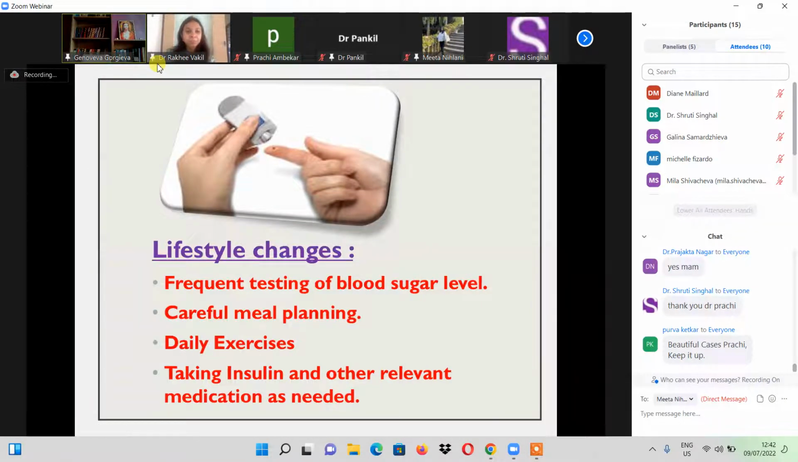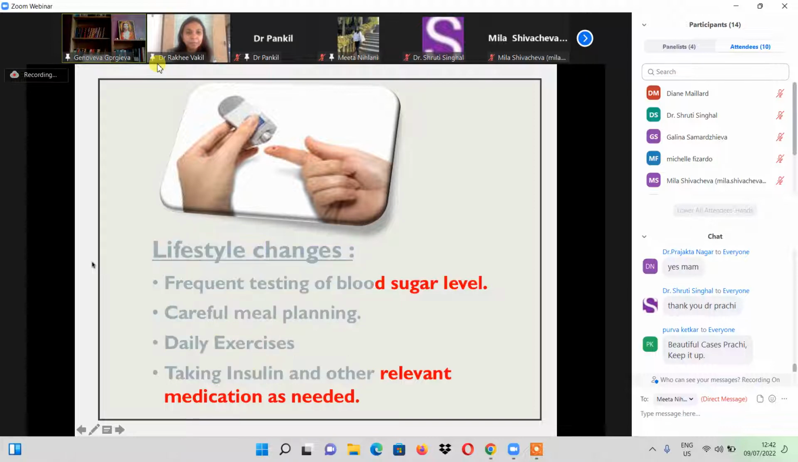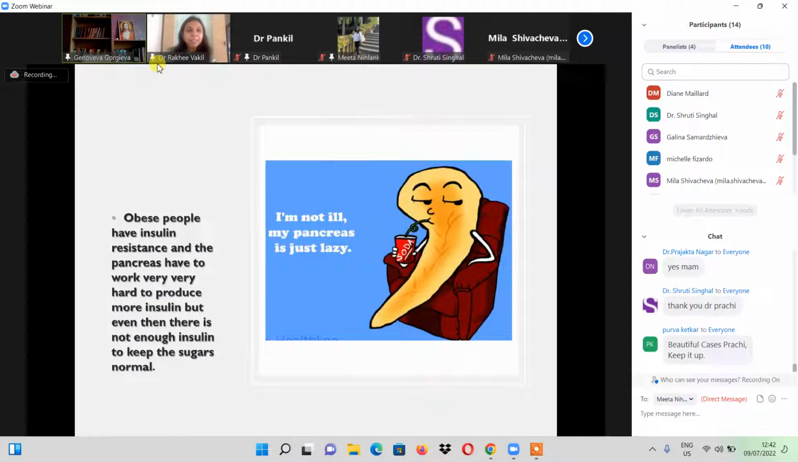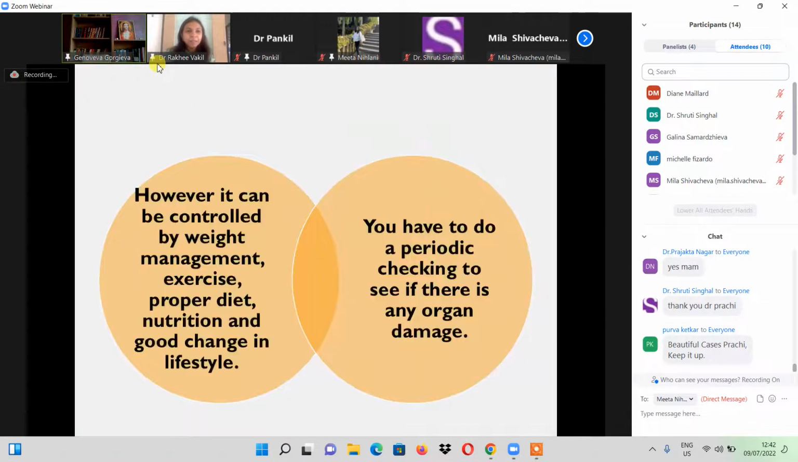Lifestyle changes: frequent testing of blood sugar level, careful meal planning, daily exercise, taking insulin and other relevant medications as needed. Insulin resistance, however, can be controlled by weight management, exercise, proper diet, nutrition, and a good change in lifestyle. You have to do periodic checking to see if there is any organ damage.